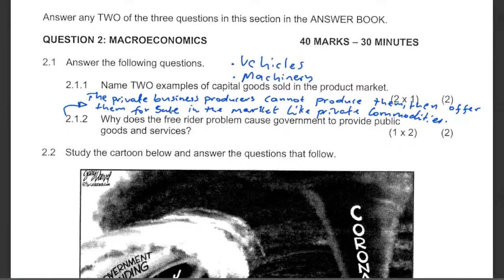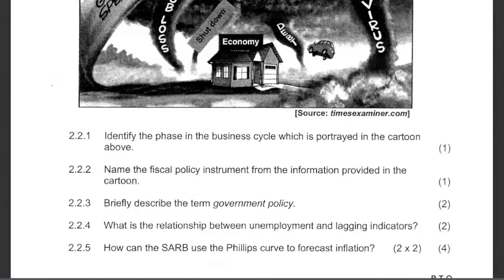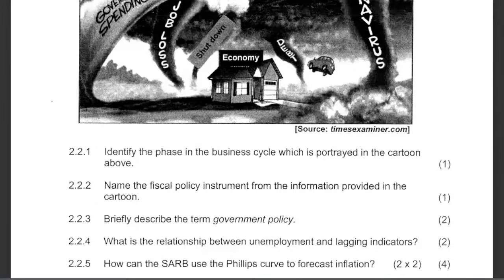Okay, right. Now let's move on to the next question. It reads as follows: study the cartoon below and answer the questions that follow. After studying this cartoon, we have to answer the questions that follow. It says: identify the phase in the business cycle which is portrayed in the cartoon above. The phase that is portrayed is a depression.